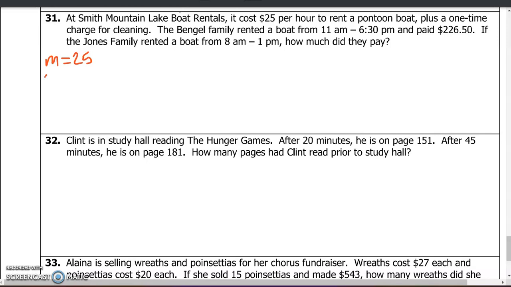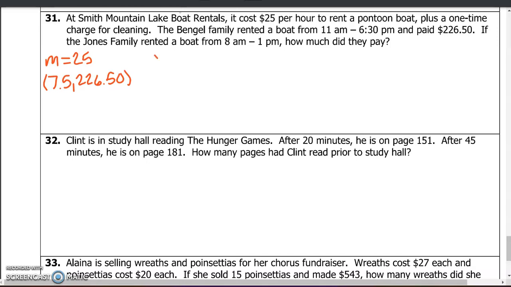And then our sample point, remember you need to do an x and y value. Our x value is going to be the time, which is 11 a.m. to 6:30. Now I'm not going to write a range, so I need to write how much time that was. 11 a.m. to 12 would be 1 hour, and then 12 to 6:30 would be another 6.5. So that's a total of 7.5 hours. So I'm going to put 7.5 comma, and then we're going to put the 226.50, or 226.5, however you want to write it.